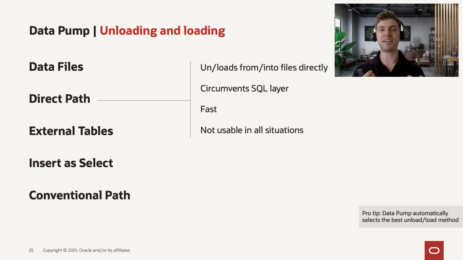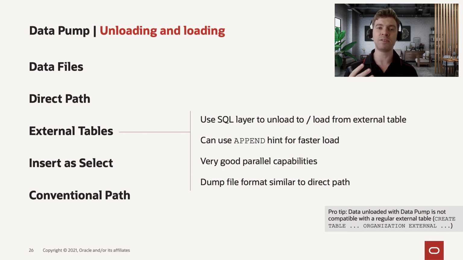The next method is external tables. With this method, what the Data Pump job will do is create an external table pointing to the dump file, and then it's going to insert as select from that external table using the SQL layer. So it's not as fast as direct path because it needs to create an external table and go through the SQL layer. However, this is still very fast, especially if you have huge unpartitioned tables, because you can take advantage of SQL parallelism to load all that table in your target system in a parallel way.